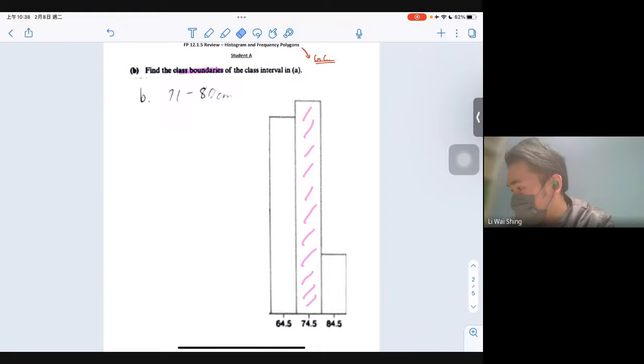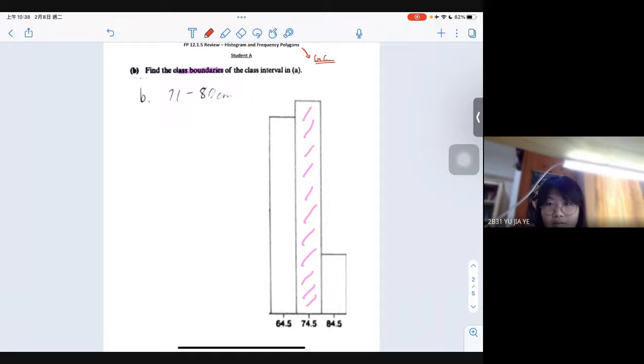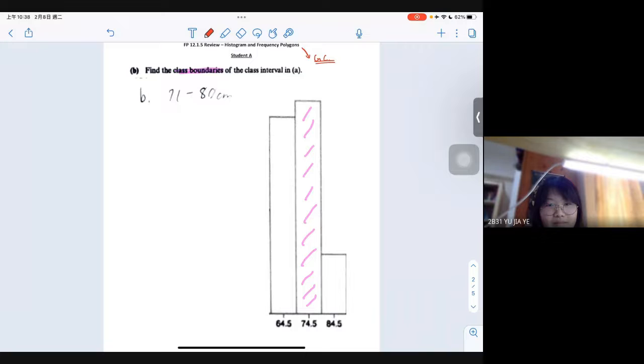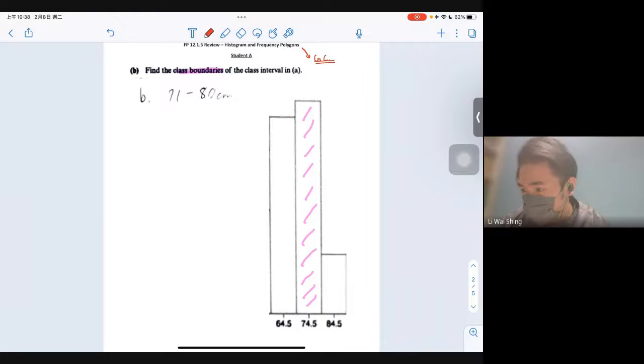Is it correct? Not correct? Correct or not? Judy, what do you think? I can't hear you. Oh, I know why I can't hear you, because I muted my mic. What do you think? Is it correct? 71 has no cm. Oh, 71 has no cm. Okay, that's a good one.